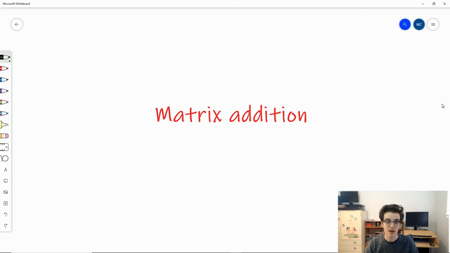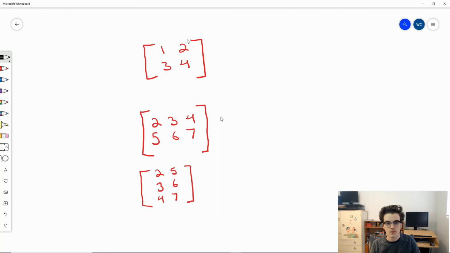So without further ado, let's get started. So when identifying the dimensions of a matrix, you have to look at things in terms of rows and columns. So for example, in this one case, we have 2 rows and 2 columns, and this is a good way of differentiating between the two.